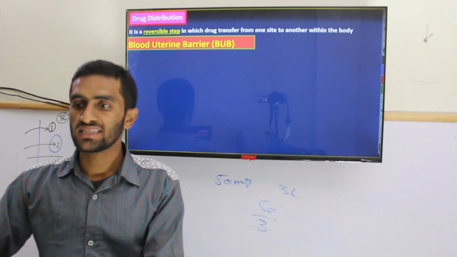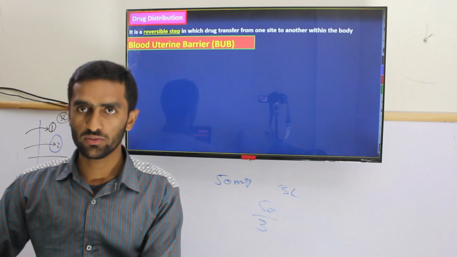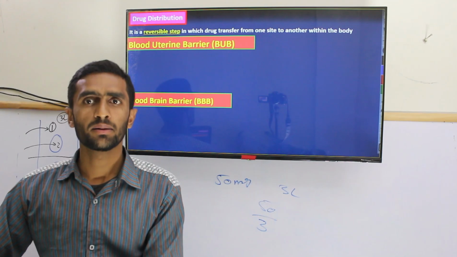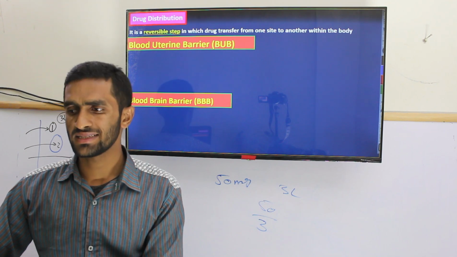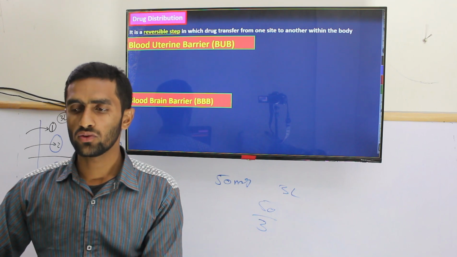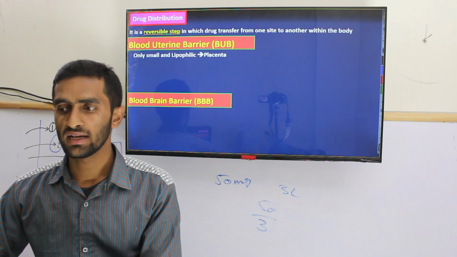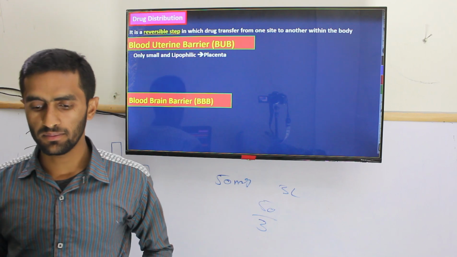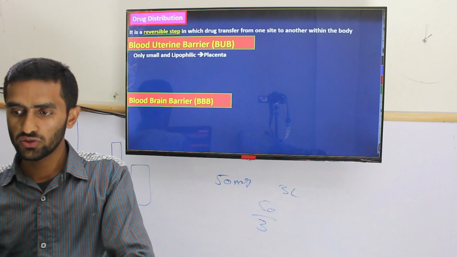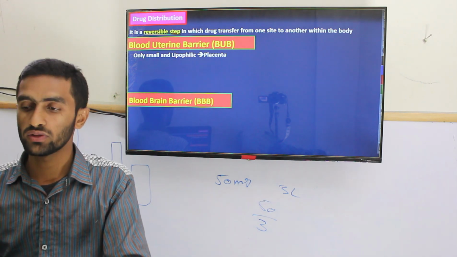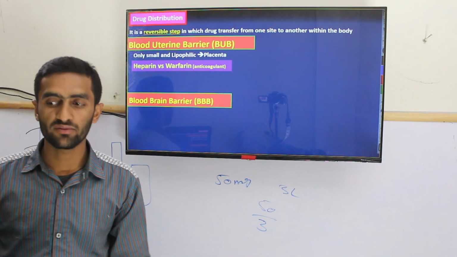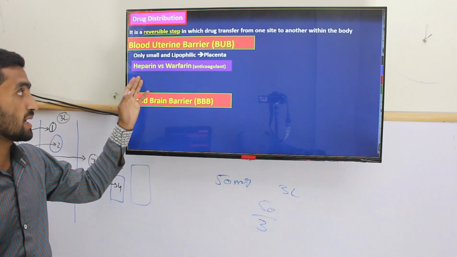Now the next thing is where this drug can distribute. Two important factors: the blood-uterine barrier and the blood-brain barrier. Uterine means your placenta. Only small and lipophilic drugs can cross this barrier, so we should be careful which drug we give to a pregnant woman, and which we should avoid. For example, heparin and warfarin. These are two examples, heparin and warfarin.